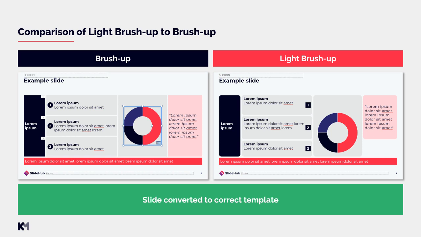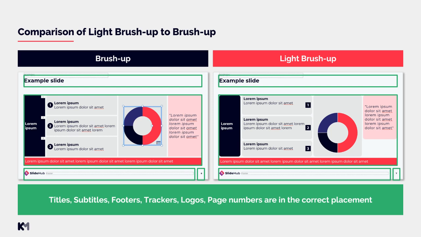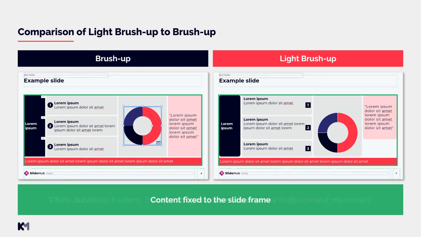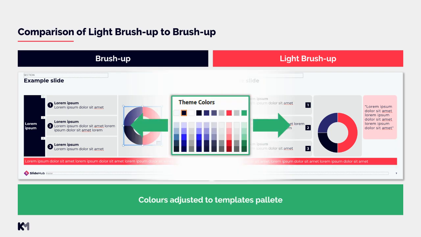In this slide, we can see that in both brush-up and light brush-up, slides were converted to correct template. In here, we can see that all the titles, subtitles, footers, trackers, logos, and page numbers were put into the correct placement according to placeholders. In both cases, we would also fit the content to the slide frame. We would as well adjust colors to client's color palette, as you can see on the screen.